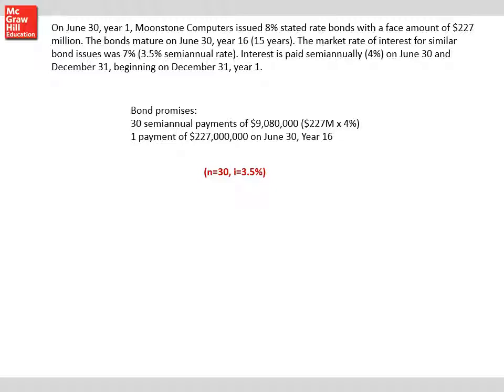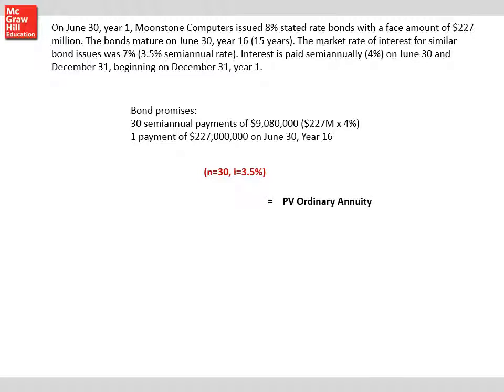Where did that come from? When we're computing present value on the bonds, we always use the market rate per compounding period. 7% annual interest rate twice a year. So we divide that by 2. It's 3.5% per compounding period.